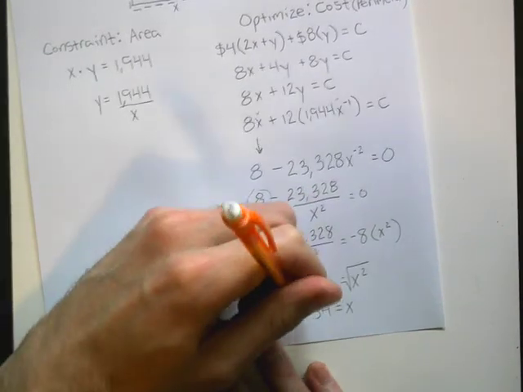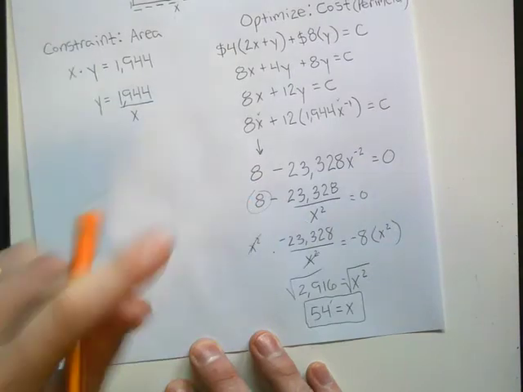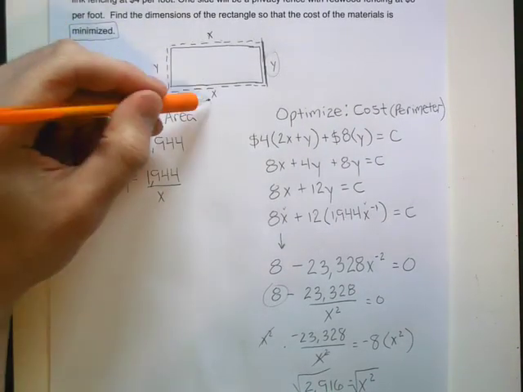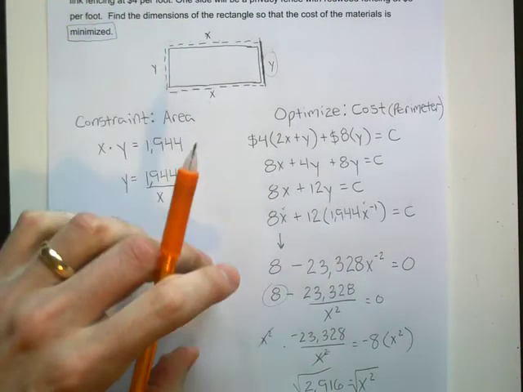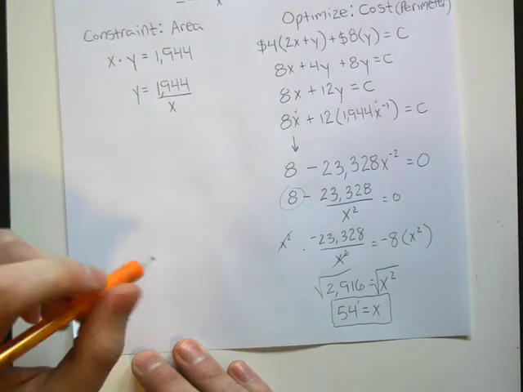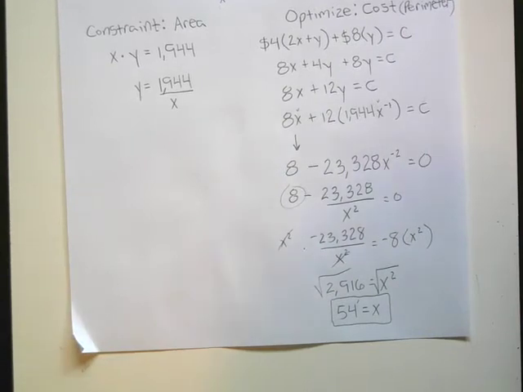54 feet. So that tells us, if I go back up to the swimming pool, that these dimensions of my x's should be 54 feet, 54 and 54. One thing that I haven't done yet, I want to check and make sure that this critical point actually is a minimum. We don't want this to be a maximum cost. We want this to be a minimum cost.